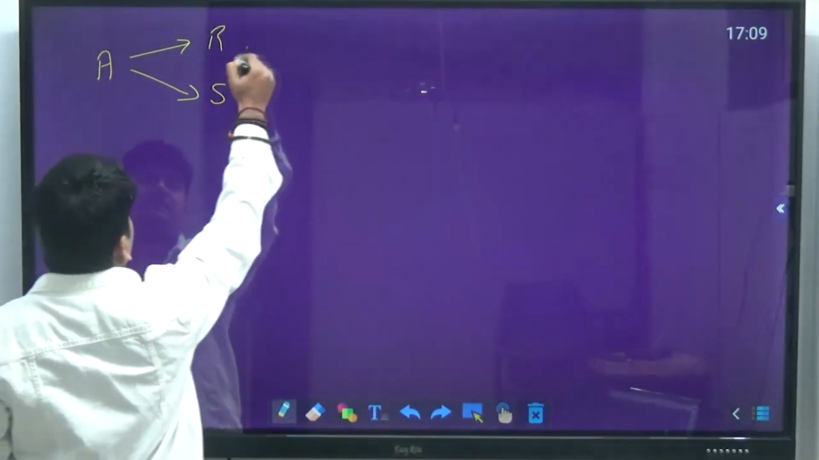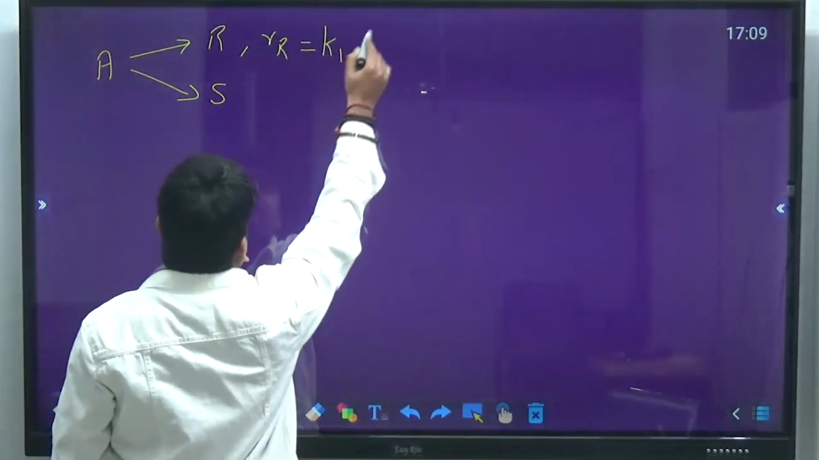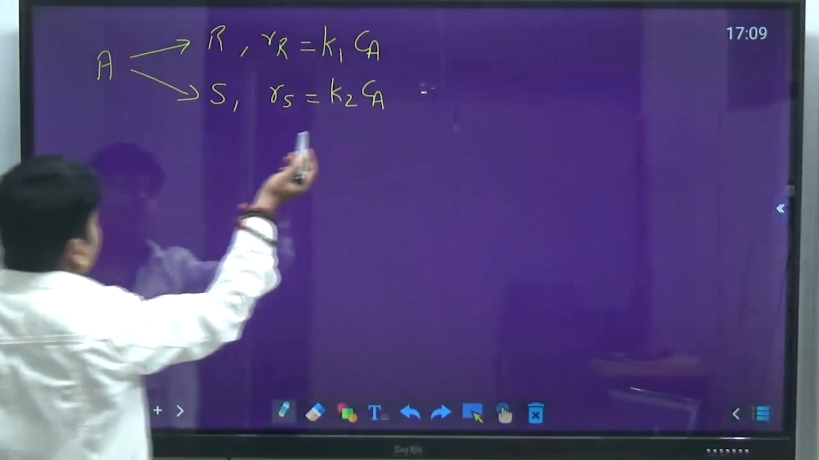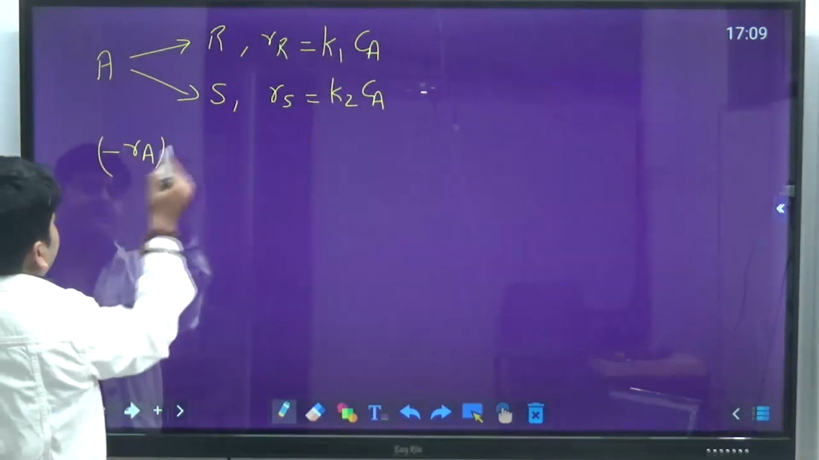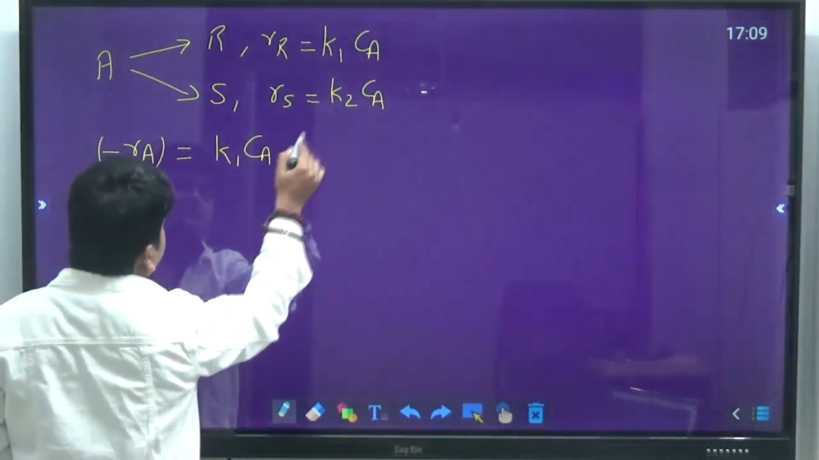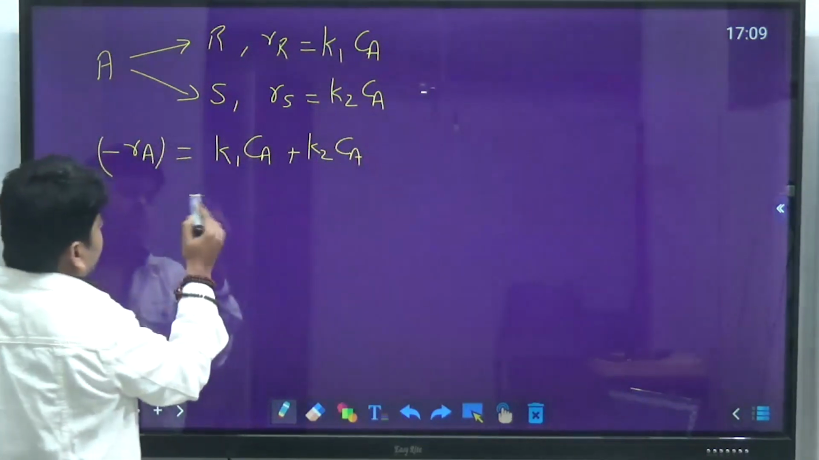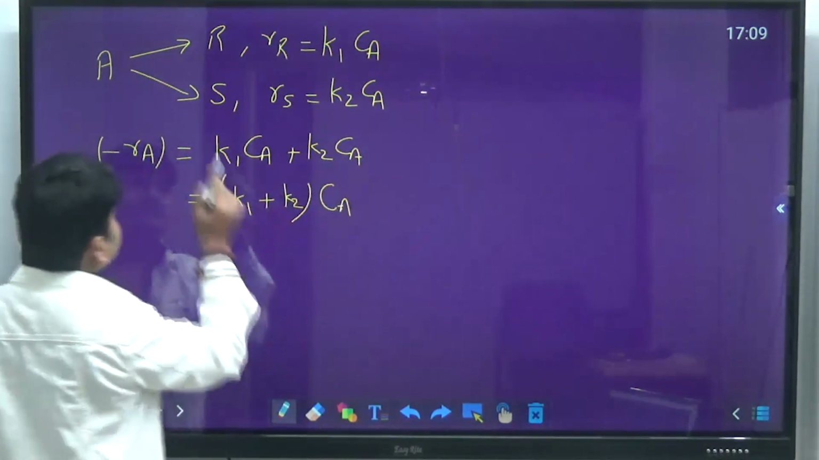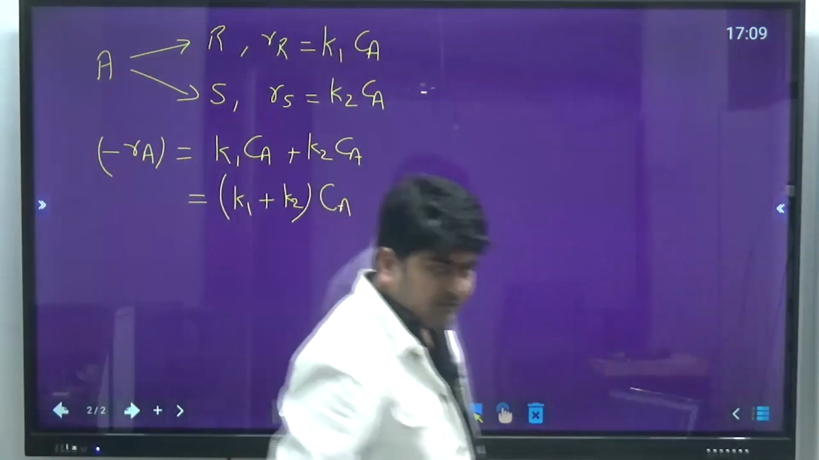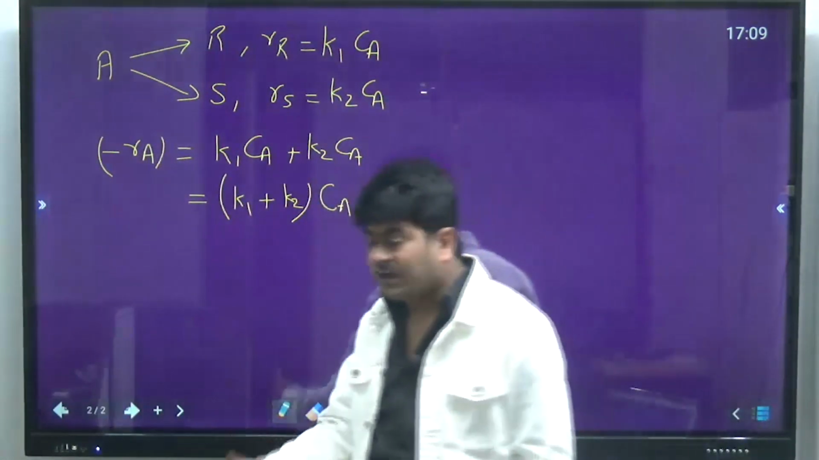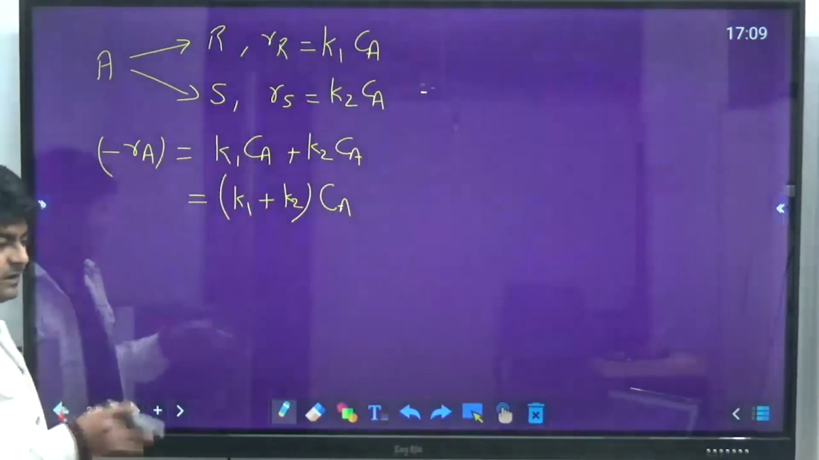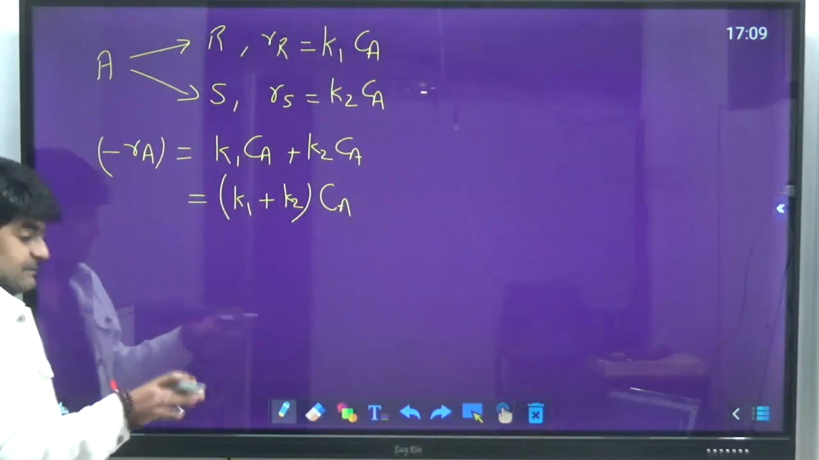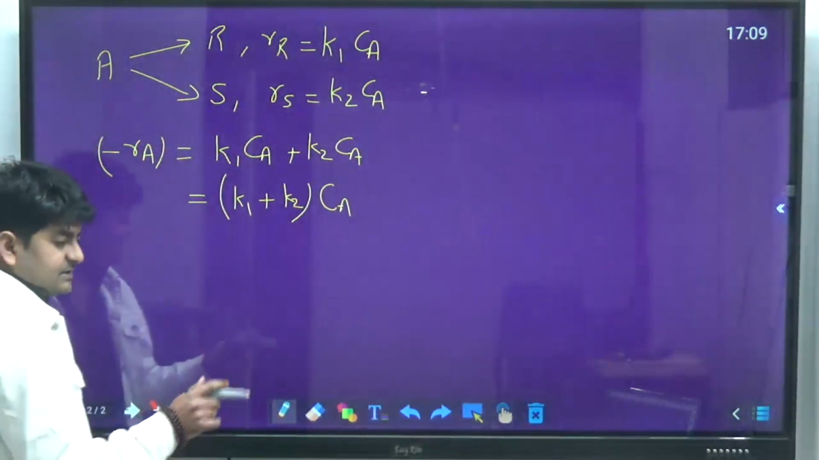Like if we have a parallel reaction as A gives R, A gives S, and here r_R is equal to K1 Ca and r_S is equal to K2 Ca. So obviously you can write minus r_A as K1 Ca plus K2 Ca, or you can simply say K1 plus K2 times Ca, assuming both the steps are first order. For this case we want to know the kinetic equation. All these multiple reaction systems we will discuss for constant volume reaction systems only, as per the syllabus.